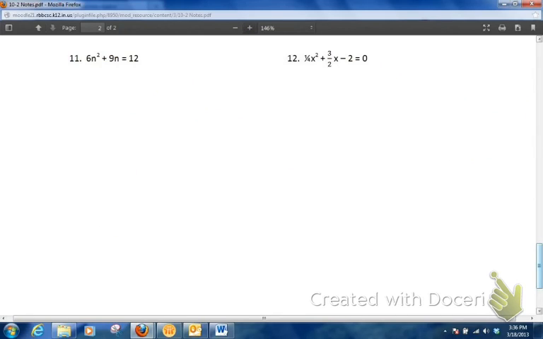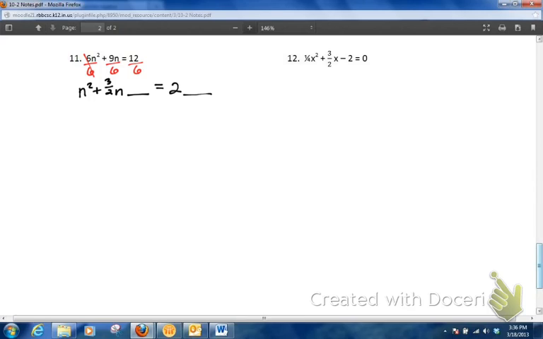Okay, so last 2 problems here. Number 11, again, we're going to start this one out by, first of all, making this a 1n squared. So we're going to divide everything by 6, and we're going to turn this problem into n squared plus 3/2 n, and then equals 2 and a blank for my last term. So again, more fractions, more fraction practice. The process is all the same though.